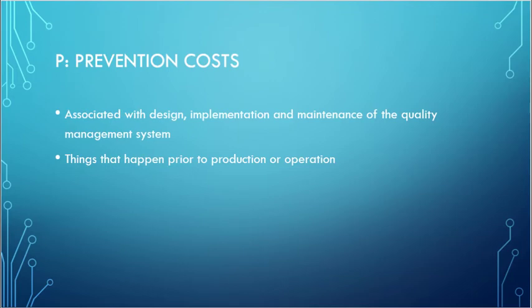So prevention costs are the resources that we spend preventing defects from happening. So essentially, this is the cost of our quality management system. That requires that we design a quality management system and that we implement it, and the cost of doing that and the cost of improving that quality management system. Some of these things happen before we even begin production.